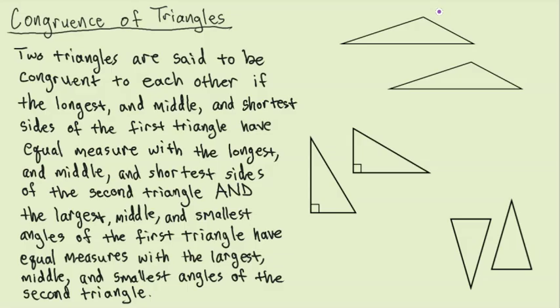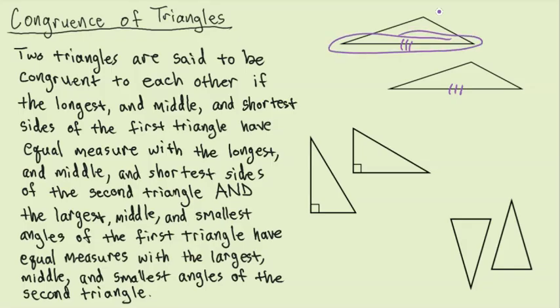All right, so for example, let's look at this triangle up here. So this looks like the smallest side. This looks like the middle side, and this one looks like the longest side. So now let's look at this triangle. This one looks like the shortest side, this is the middle side, and this is the longest side. If the longest side of this triangle, I'm going to go ahead and put 3 slashes, is equal measure with the length of this longest side, so if the longest side here is the same measure as the longest side here, that means that they're congruent.